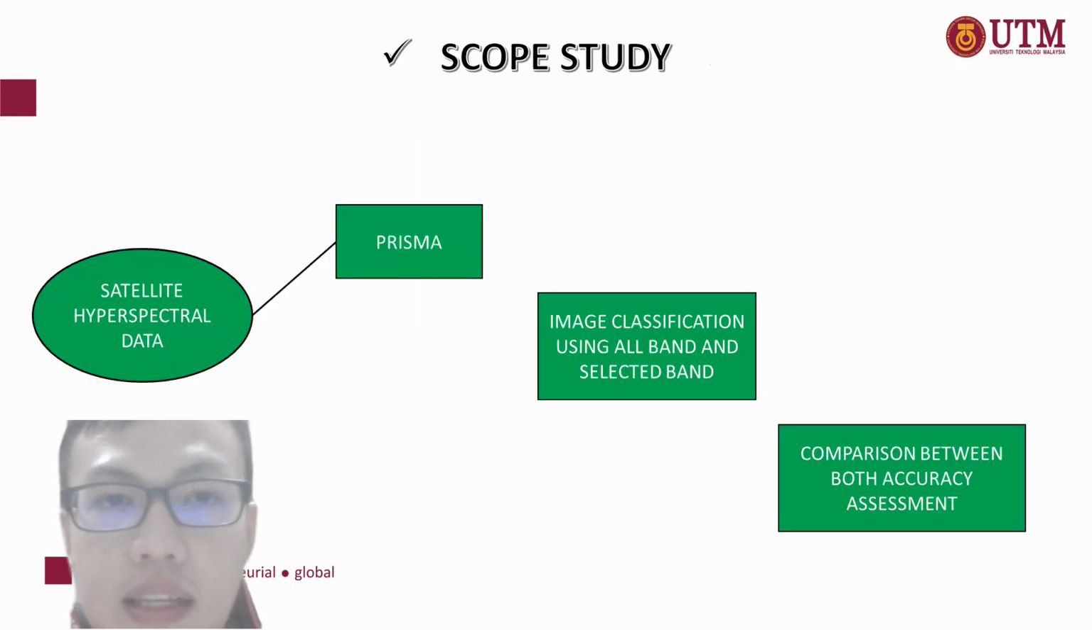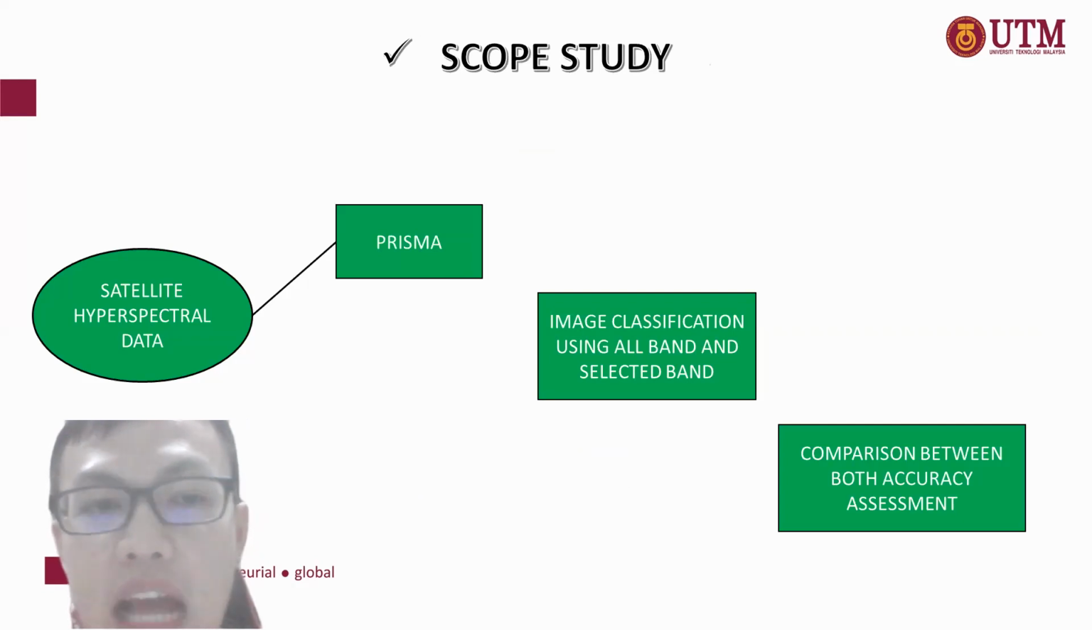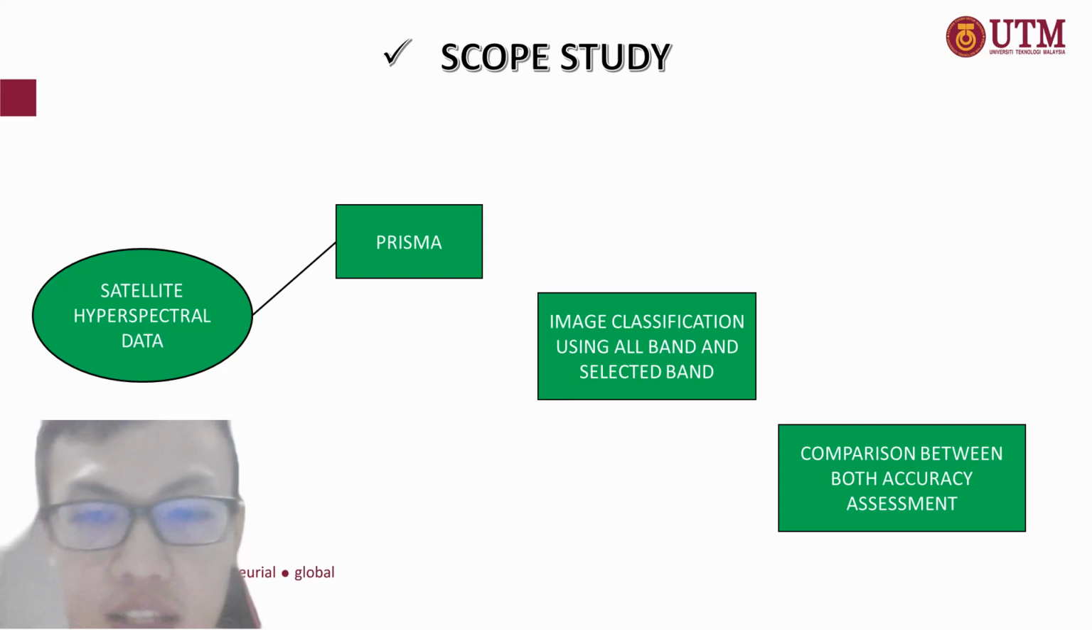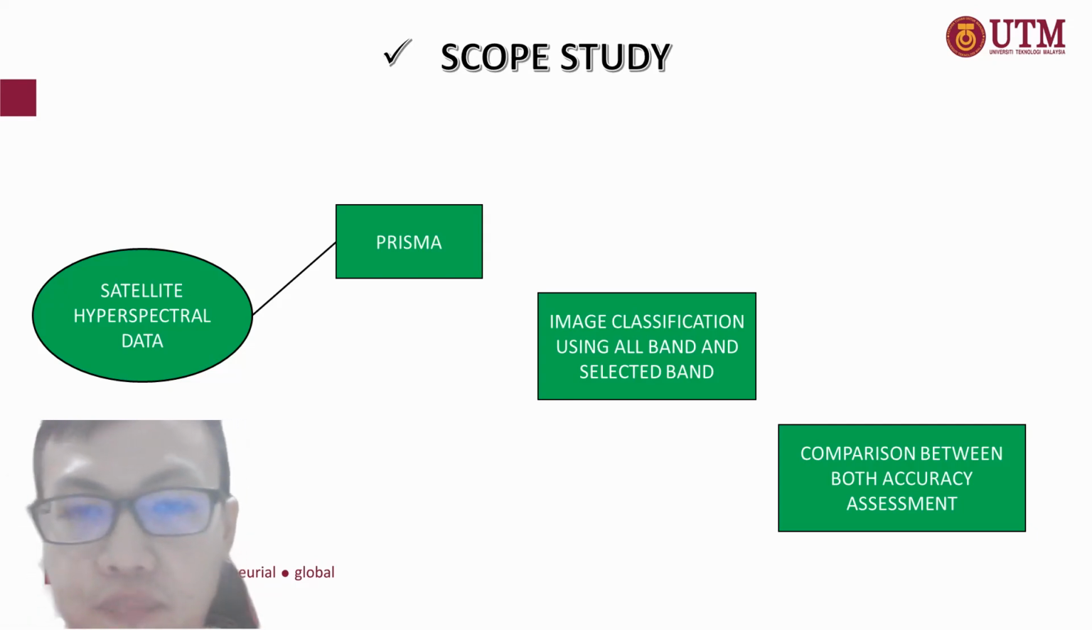Next is scope of study. First, I will use the satellite hyperspectral data obtained from PRISMA. After I have obtained the PRISMA data, I will do the image classification using all bands, and second, using the selected bands. And I will do the comparison between both accuracy assessments.